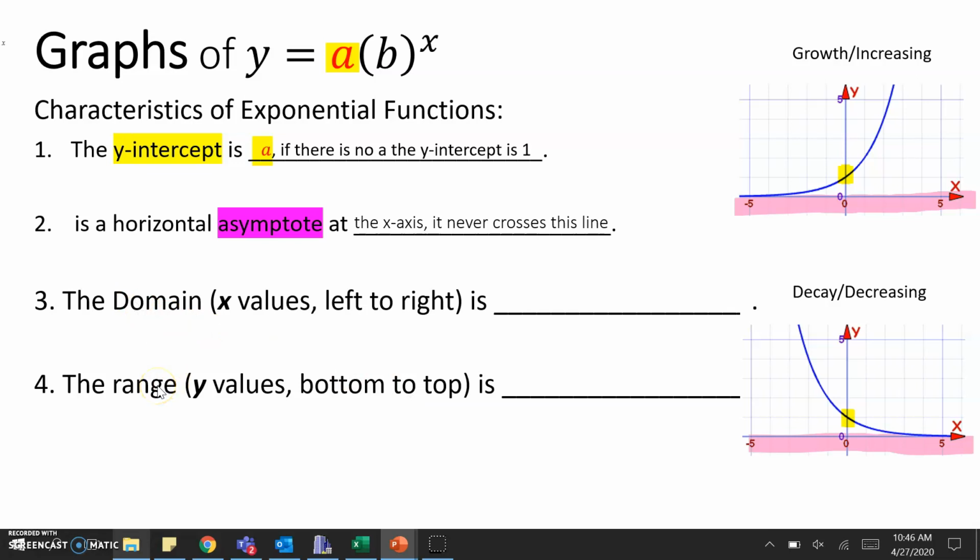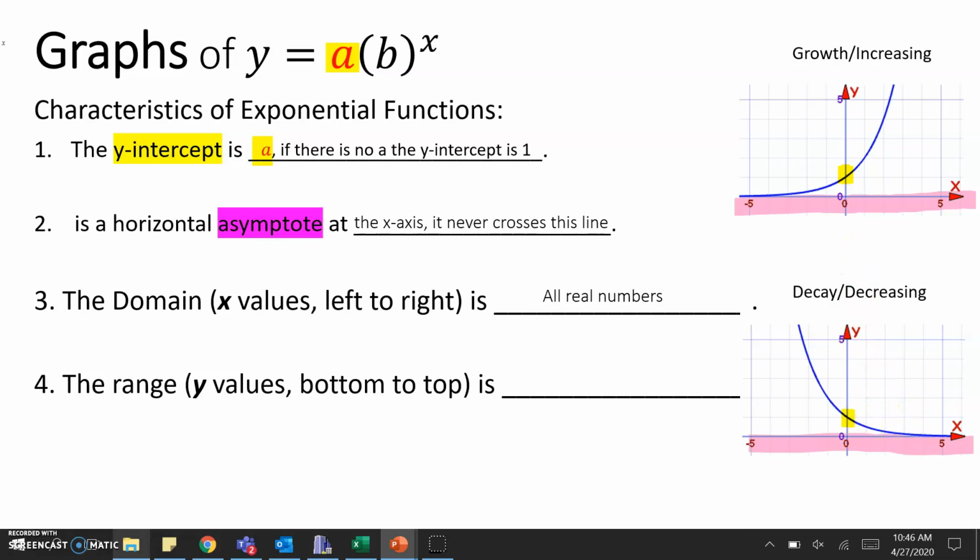Domain and range, this goes back to the first or second unit in my class. Domain is the x values. When you're looking from left to right, this graph can continue on forever and ever, all real numbers. The range, those are your y values. That's when you look from the bottom of the graph to the top of the graph.